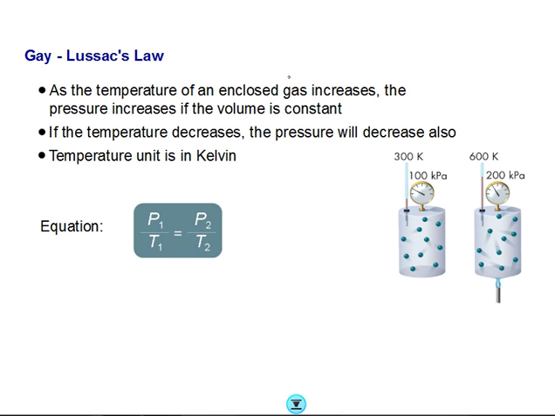And what this says is, as the temperature of a gas increases, the pressure also increases if the volume is kept constant. Okay, if the temperature decreases, the pressure also decreases. And the same thing as Charles's law, the temperature needs to be in Kelvin. So the equation is P1 over T1 equals P2 over T2.